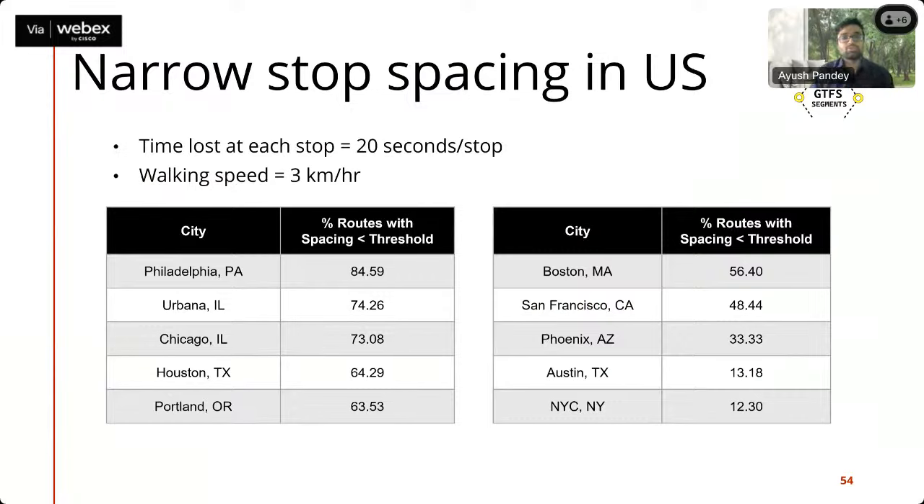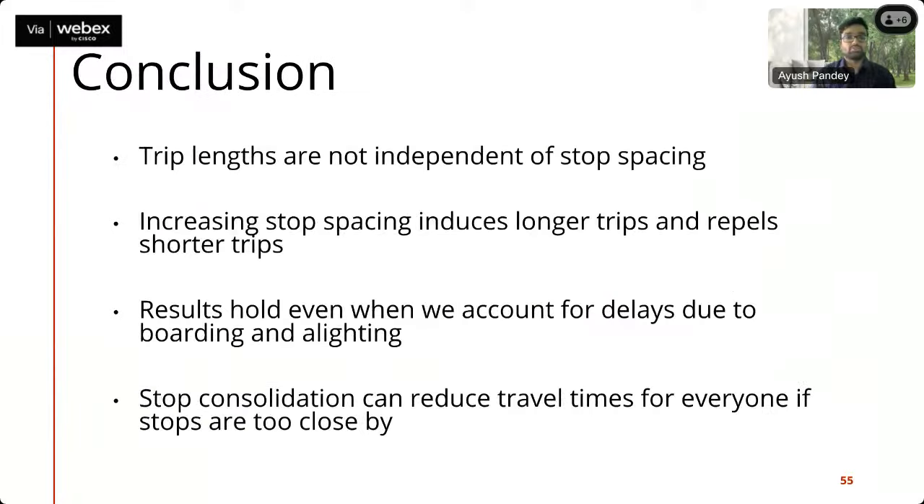Now, these numbers are not concrete because relating a theoretical model to real world practices is not that straightforward, but it is indicative that we could have some stop consolidation in some cities with very short routes.